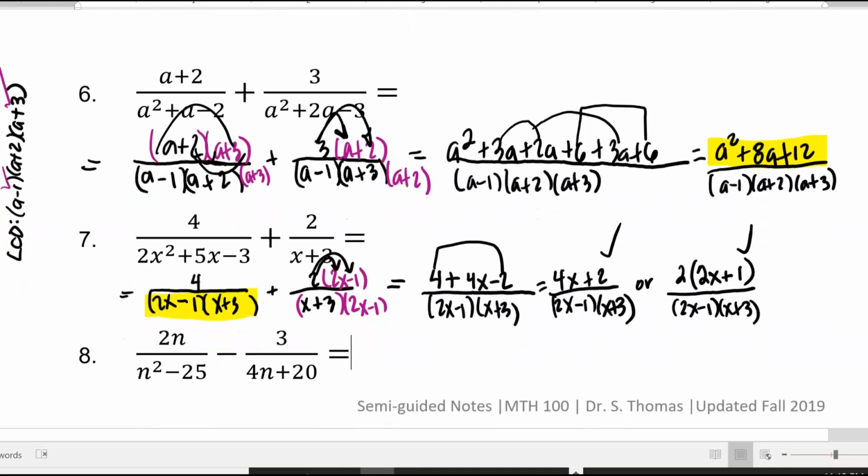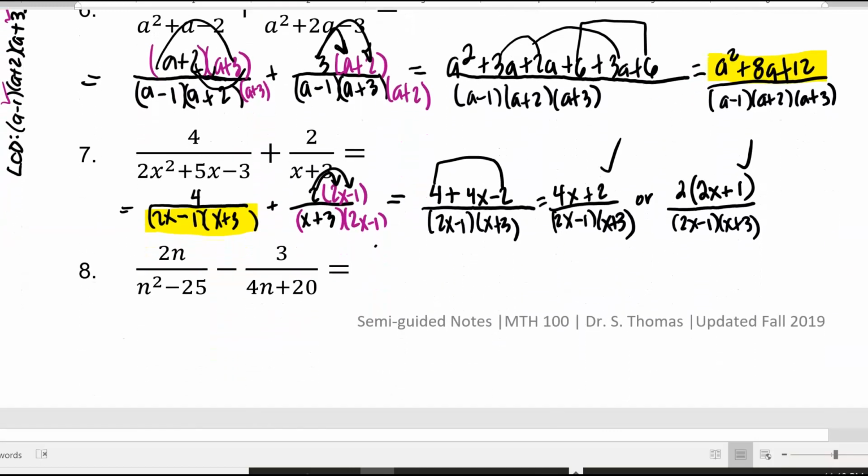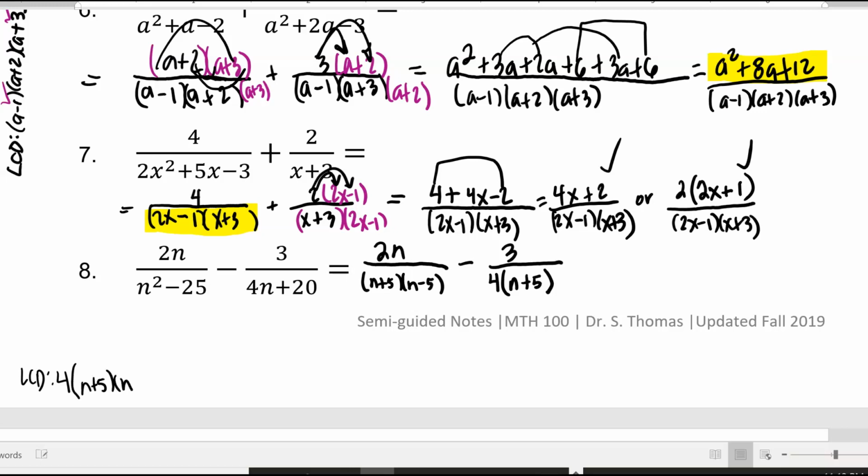Last, we have number 8. We're going to factor the denominators first. So 2n over n plus 5 times n minus 5. And then what about the second denominator, 4n plus 20? Is that factorable? Yes, because you can take a 4 out. That's your greatest common factor. And you will have the other factor of n plus 5. So what is the LCD? The LCD is 4, because that's a factor in the denominator, times n plus 5 times n minus 5.